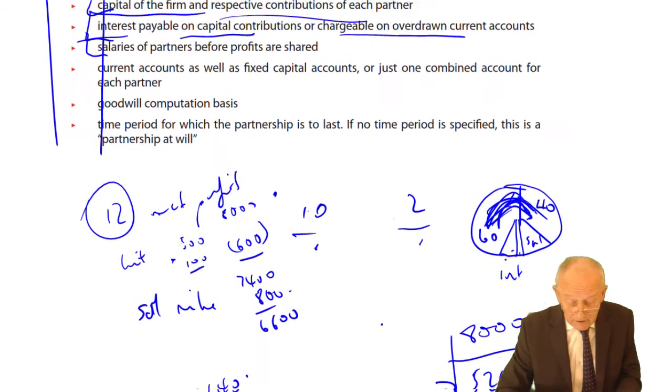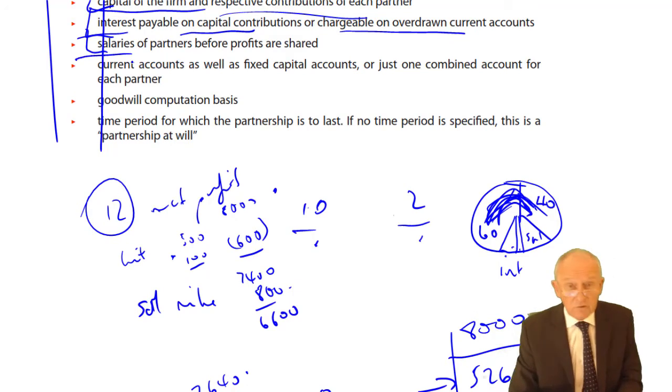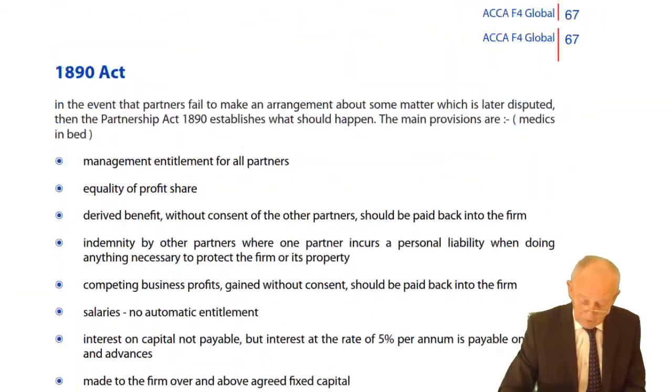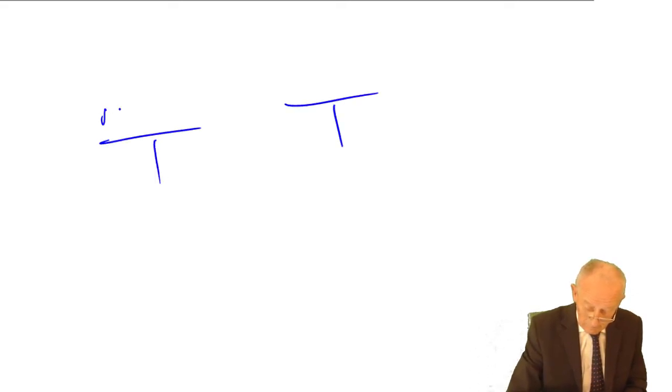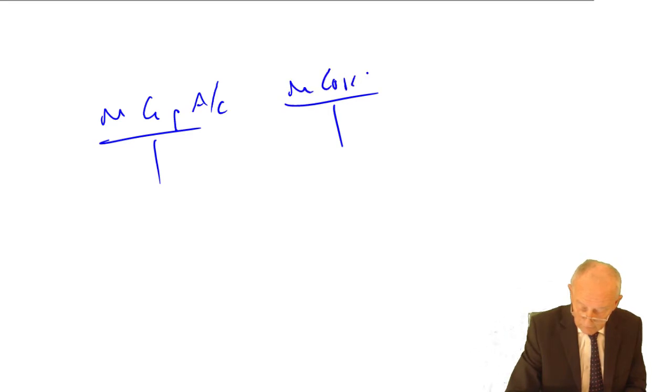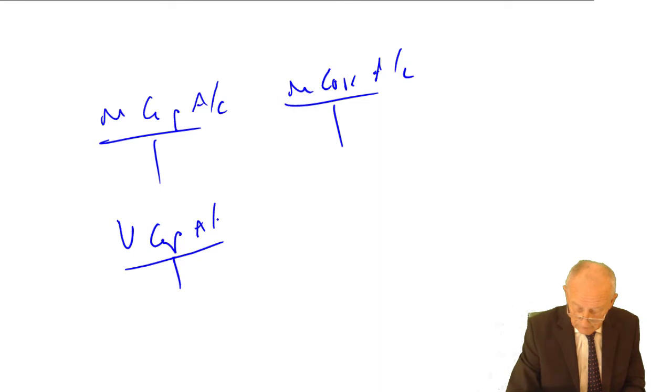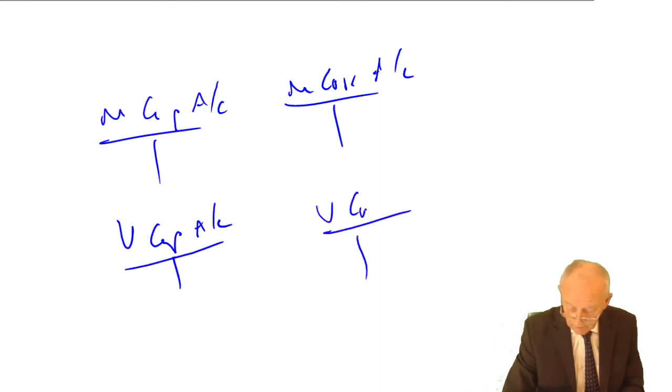But we need to agree. Salaries of partners before profits are shared. Current accounts. Are we going to have two accounts? Are we going to have a Mike capital account and a Mike current account, and a you capital account and a you current account? Is that what we're going to do?